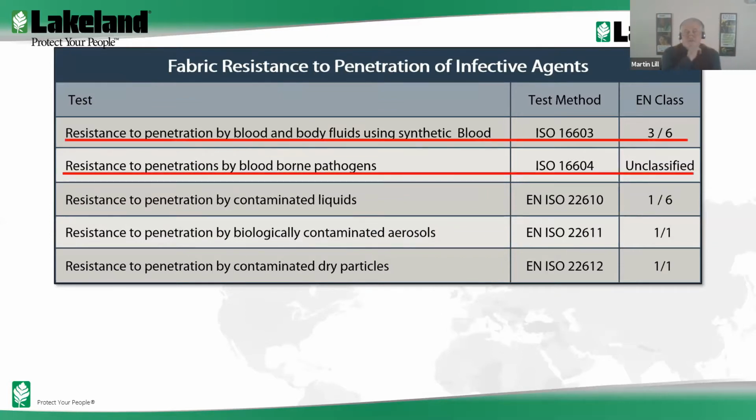Look at the result for 16604. It's unclassified. That means it's not even class 1. The penetration has occurred at the lowest level. In this case, it's measuring the pressure at which penetration occurs. So penetration in the test that should be used is less than 1. It's immediate. So if you're thinking that those are equivalent, and you can say that 16603 implies some level of protection, according to the 16604 test, the one that should be used, it doesn't.